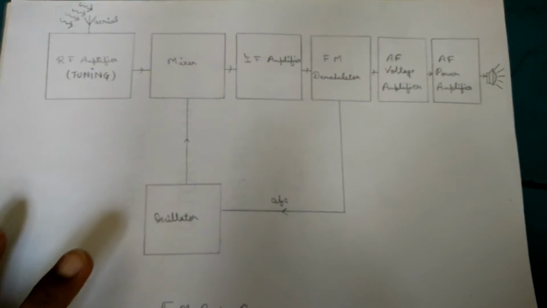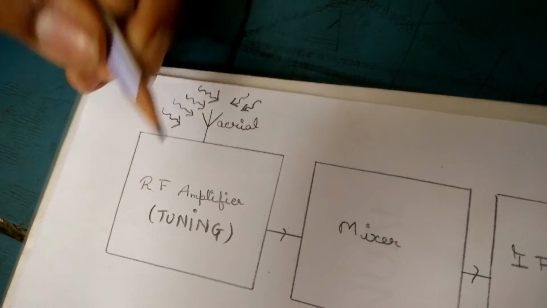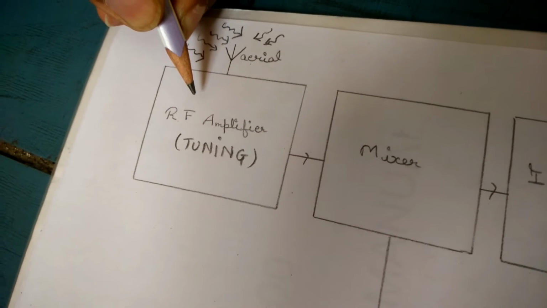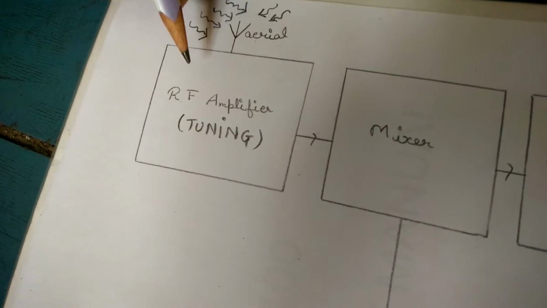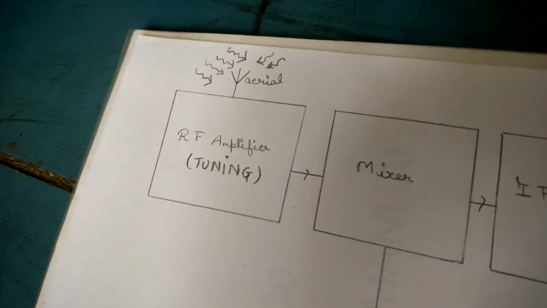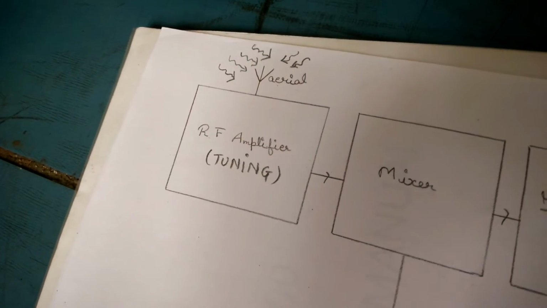Let's begin with the block diagram of an FM radio receiver. The FM radio receiver consists of an antenna which receives signals from various stations. The RF amplifier selects and amplifies the desired station from the menu. It is adjustable so that the selection frequency can be altered. This process is called tuning.